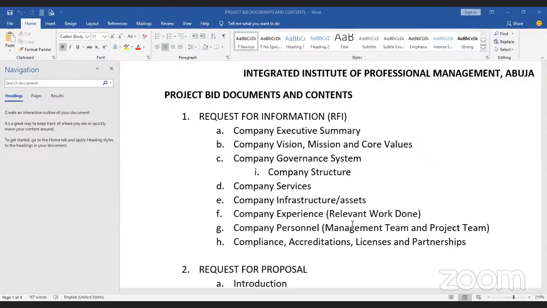So when we talk about contract bid, part of your contract bid is your request for information, request for proposal, request for quote. All of them are part of the whole project bid document, and they are part of the bidding process. Okay, all right, thank you so much.